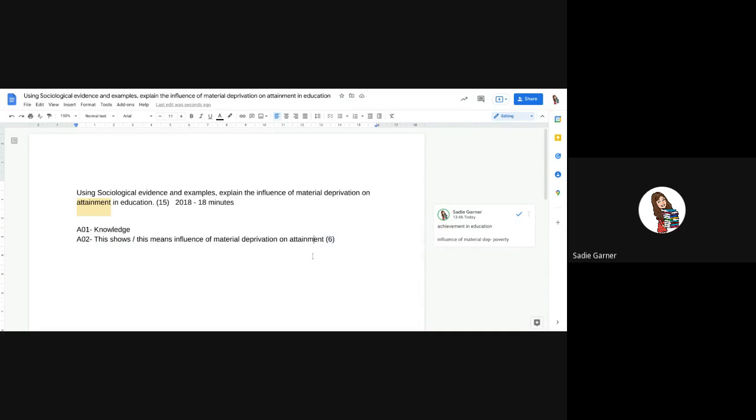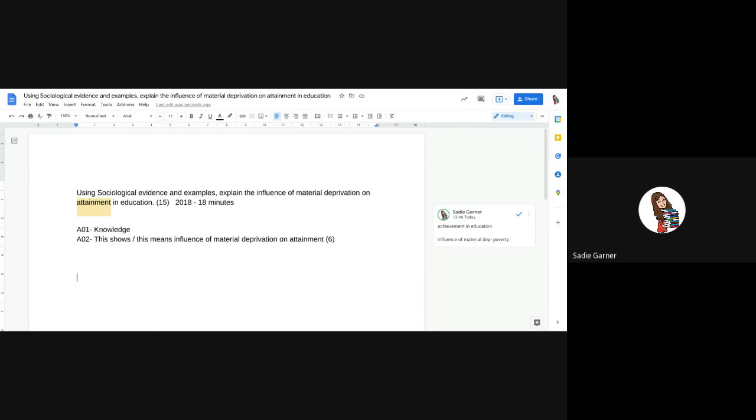Okay, so using sociological evidence and examples, explain the influence of material deprivation on attainment in education. Okay. For me, this is an okay question. I normally like them a bit broader than this. Material deprivation is a little bit narrow, but yeah, don't dislike material deprivation as a term to come up.